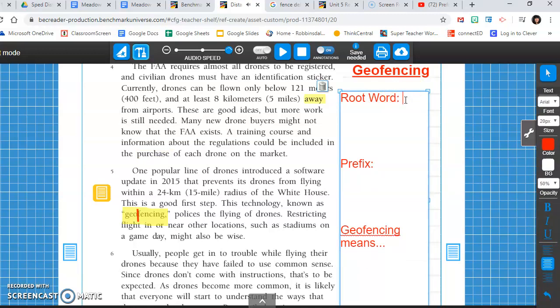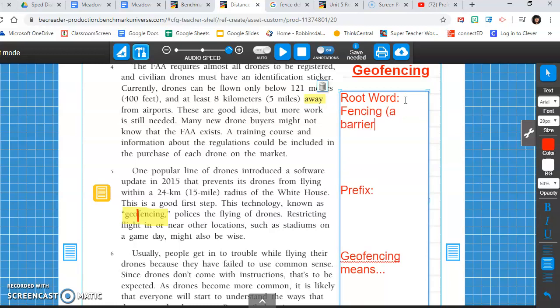Okay, so my root word, I think my root word is fencing, which means a barrier, because it keeps things separate. Like a fenced-in yard keeps the yard separate from the things around it. Now, I also decided that the prefix was the word geo, and I remember from looking back that geo has to do with the earth. So now I have to do a couple things to figure out what geofencing means.